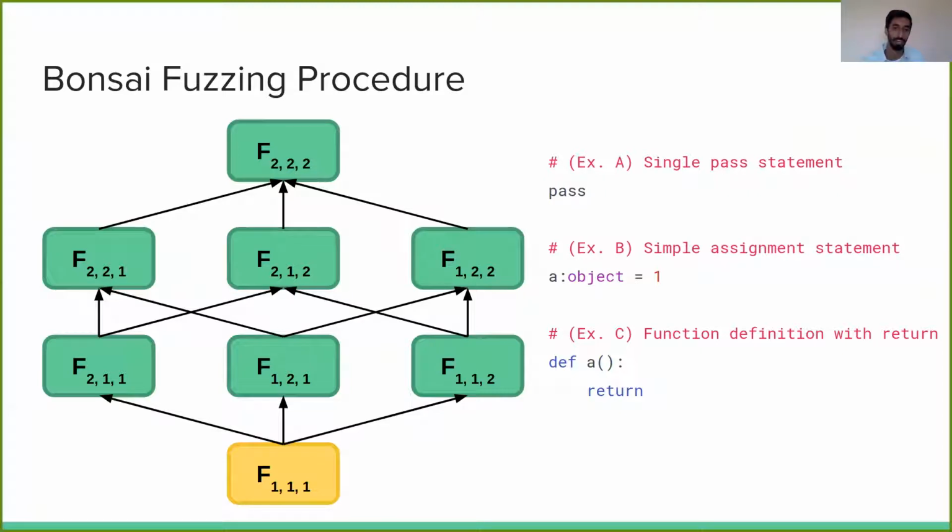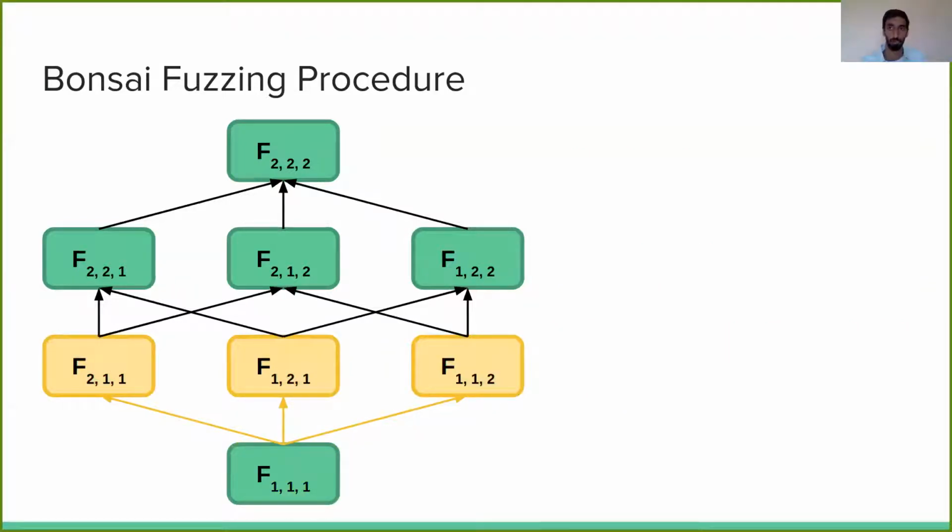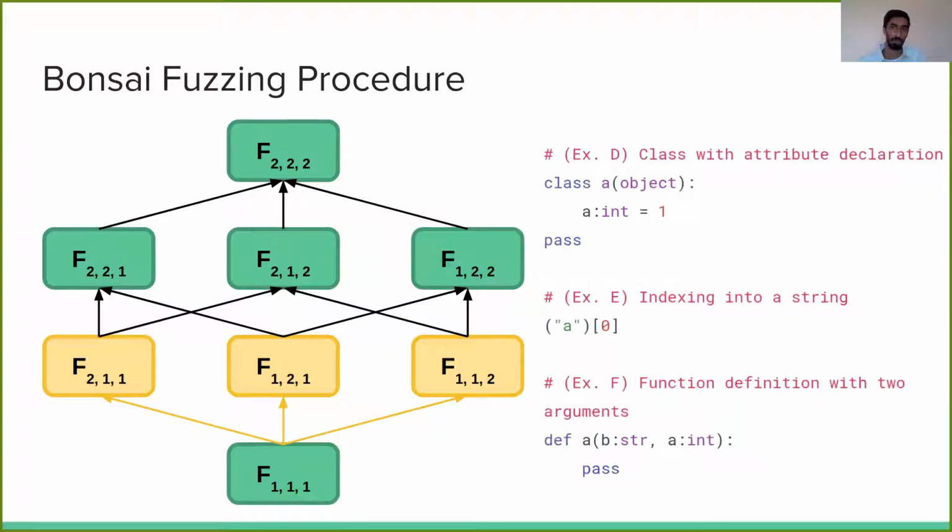So then we take the successors of f111, which are f211, f121, and f112, and we use the output corpus of f111 as the seed inputs to each of these following fuzzers. And what that allows is we're able to start off with a seed pool of very concise inputs and mutate them to a slightly higher size, since these fuzzers are able to sample slightly larger programs. What we end up with is programs that are still concise, but they exercise more language features, such as classes with attribute declarations or indexing or more complicated function definitions.